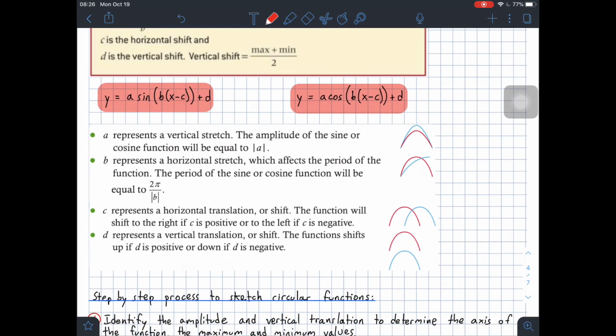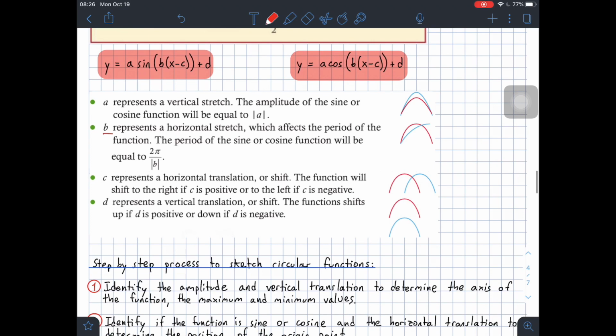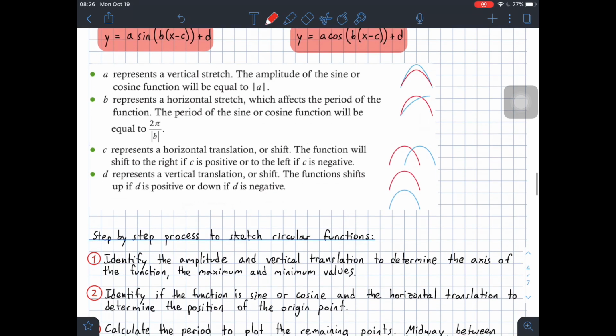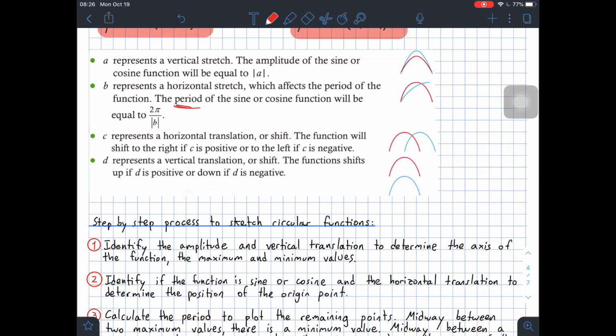A represents a vertical stretch. The amplitude of the sine or cosine function will be equal to the absolute value of A. Remember that the amplitude should always be a positive number. That's why we have an absolute value here. Then, B represents a horizontal stretch, which affects the period of the function. The period of the sine or cosine function will be equal to 2 pi over the absolute value of B. The period should also be a positive number always.